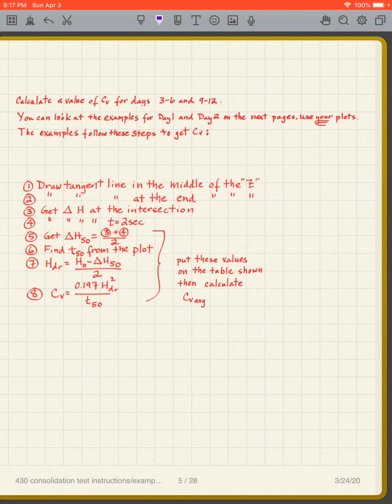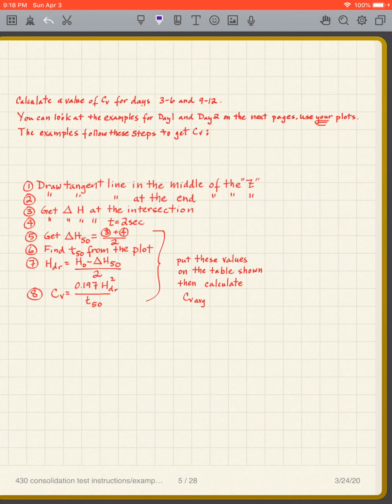And then what I'm going to do is split the difference. So number 3 is the delta h at the intersection. Number 4 is the delta h at 2 seconds. And then I'm going to get the average of those two, which is 3 plus 4 over 2. And we're going to call that delta h 50. So that's a little calculation. I'm going to put these values on the table shown. And then I'm going to find T50 from the plot.